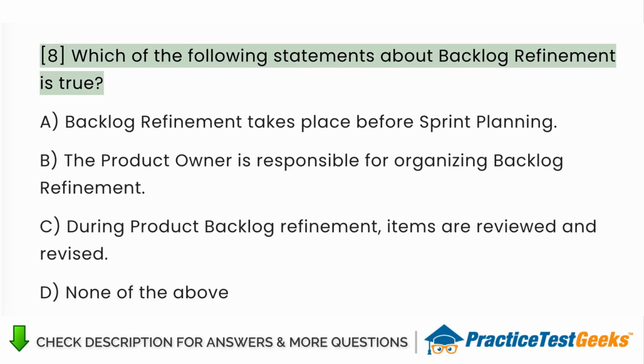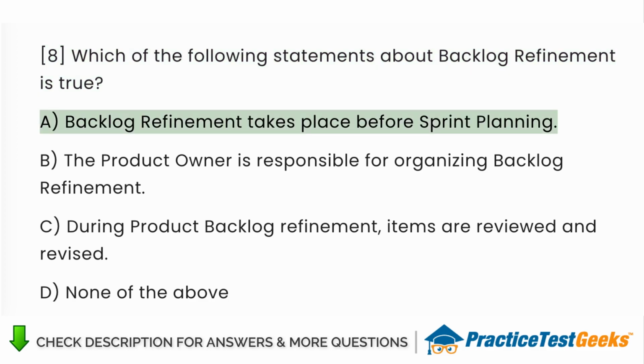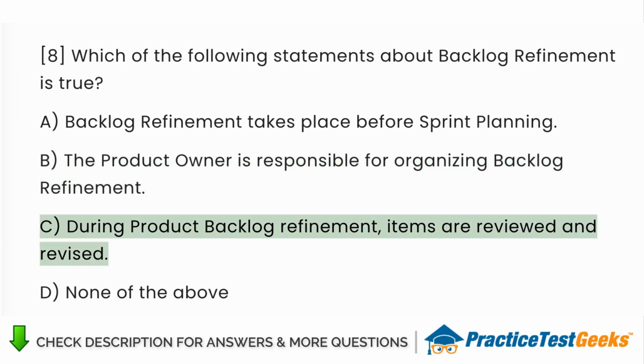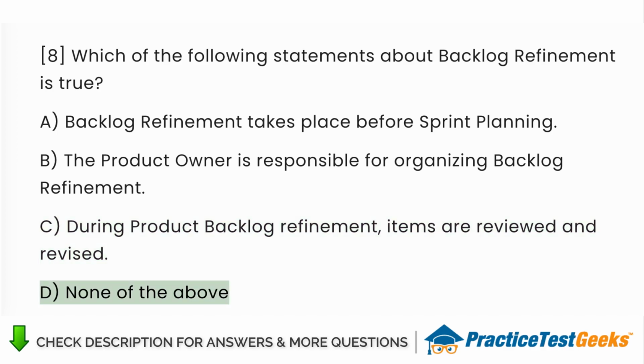Which of the following statements about backlog refinement is true? A. Backlog refinement takes place before sprint planning. B. The product owner is responsible for organizing backlog refinement. C. During product backlog refinement, items are reviewed and revised. D. None of the above.